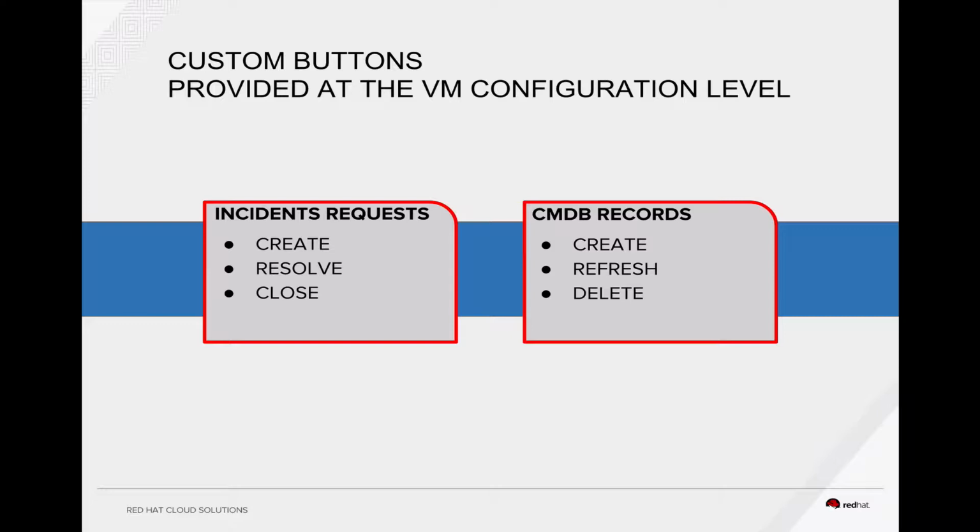In the case of incident requests, I'm going to show you how to create one, resolve a request, as well as close one out. And then for CMDB records, we're going to create, refresh, and delete a record. We're going to do this all within the VMware configuration panel, so on the VM level. And we're going to do that using custom buttons.